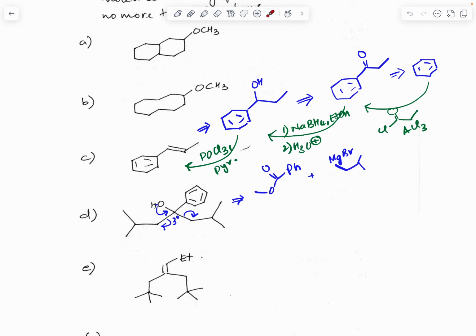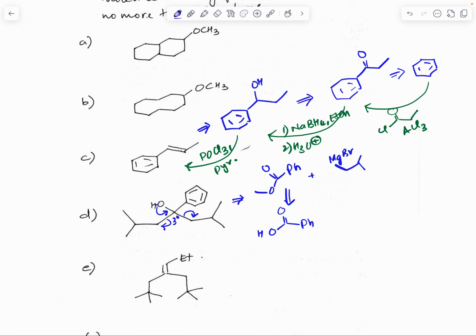Now, the question says we cannot start with more than 6 carbons. Therefore the Ph is already 6, which means we have to figure out how to bring this onto the aromatic ring. This one is a little new to you guys. You want to think backwards. This could have come from a carboxylic acid. If you had this as a carboxylic acid, you could make this using the Fischer esterification. So that's what we'll do to make this.